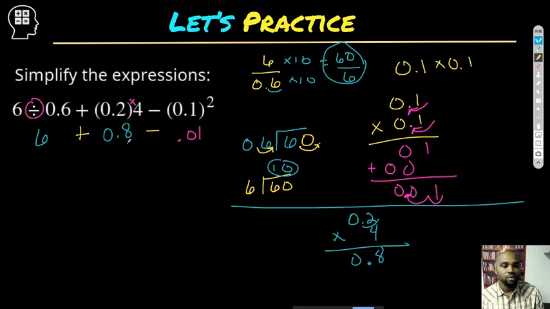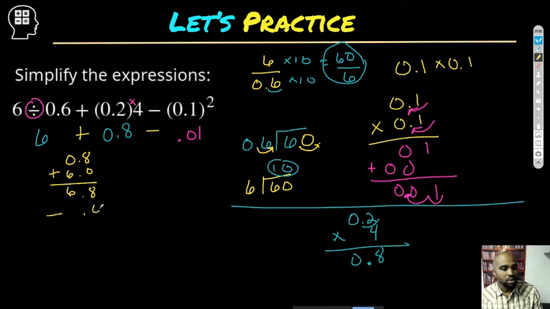Which one do we do first? Again, the one that's furthest left. We go left to right. We don't do 0.8 minus 0.01 and then come back and do 6. We start from 6 plus 0.8 minus 0.01. So what is that going to give us? 6 plus 0.8, or 0.8 plus 6. I should have put that in a different order. Gives us 6.8.